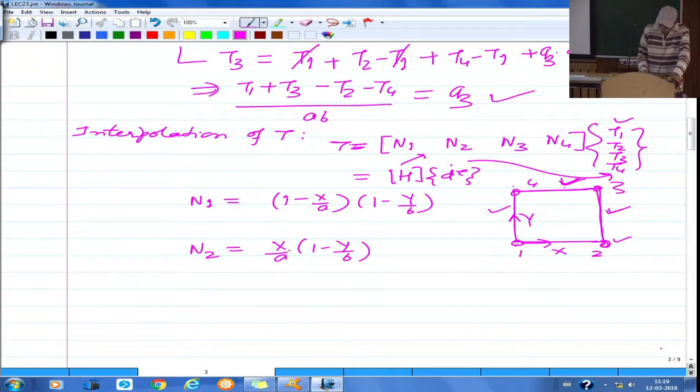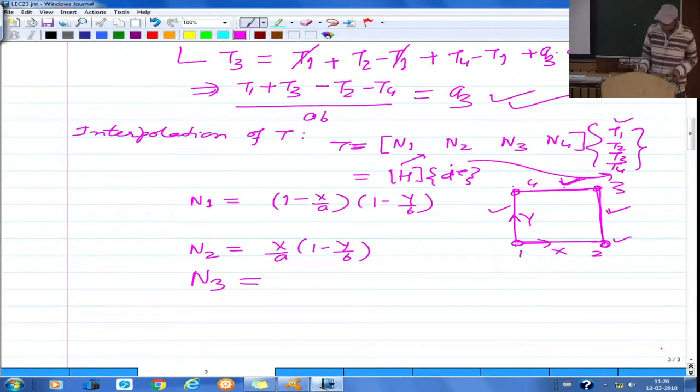At node 2, capital X is a and y is 0, so it becomes unity. At node 1, x is 0, so this is 0. At node 3, y equal to b, so therefore it is 0. At node 4, y equal to b, and therefore this is 0. So like that, and this would be the same as the procedure I already explained to you.